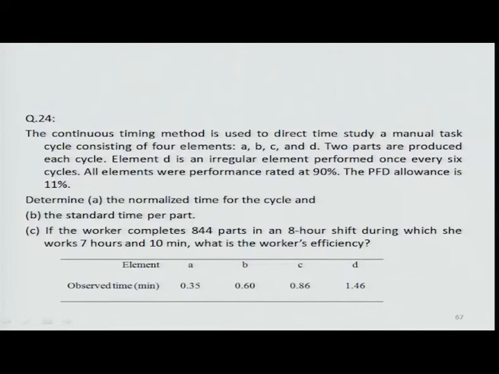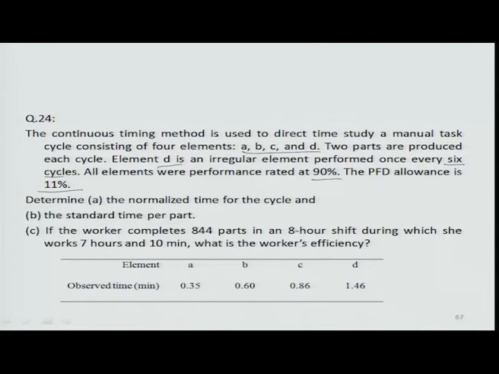Okay. Now next, this is the final question we are going to solve today. The problem is saying the continuous time method is used in a direct time study of a manual task. The cycle consists of 4 elements A, B, C and D. Two parts are produced each cycle. Element D is an irregular element, performed once every 6 cycles. All elements were performance rated at 90% and the PFD allowance is 11%.